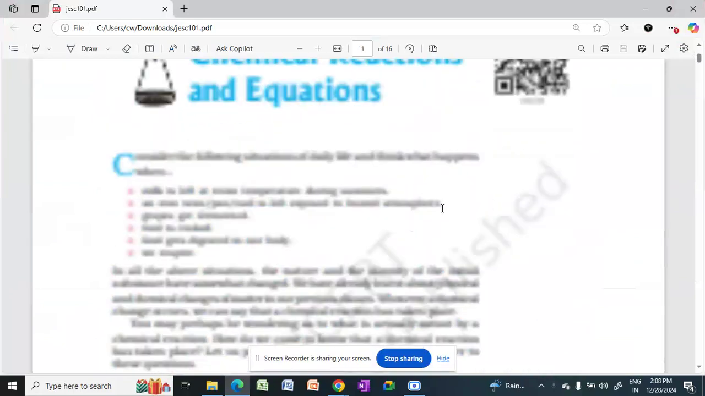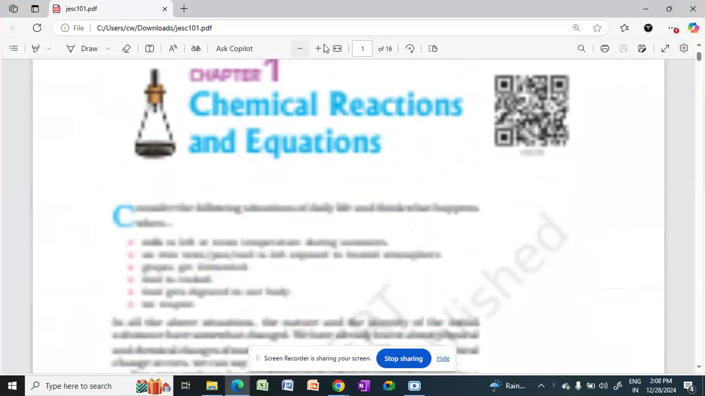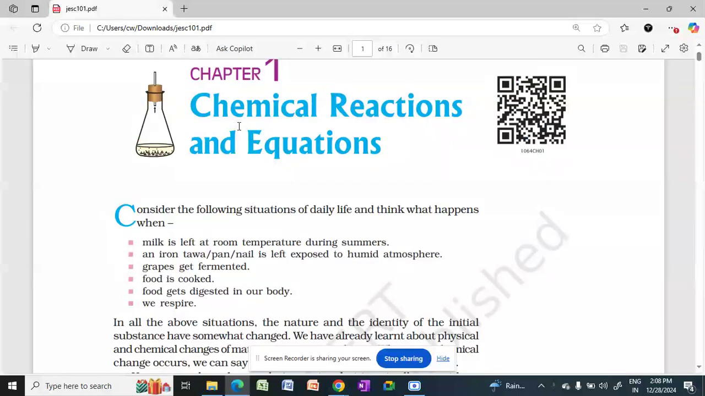So, chemical reactions and equations. Let's have a quick revision from the starting. Some points we discussed in the previous class, but our class was so many days back. So I think it is better to read from the starting, NCERT, each and every point. So take out your book, first page.